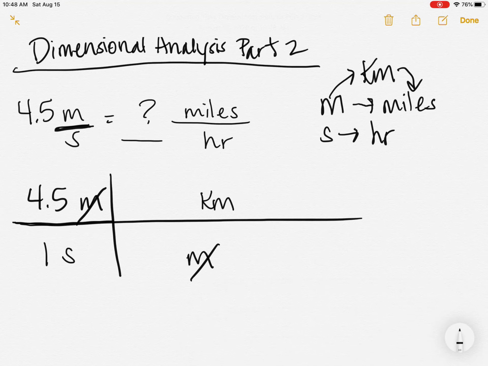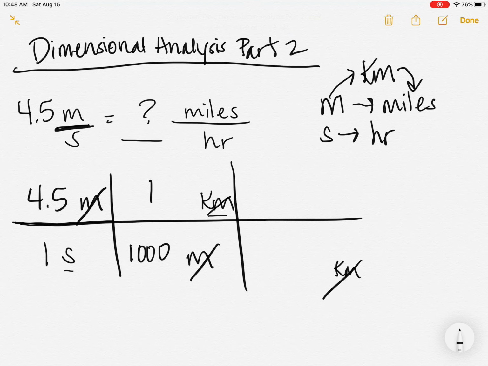I'm first going to go from meter to kilometer. I look at my sheet, and I learn that 1 kilometer has 1,000 meters. If I stopped right here, my unit for this problem would be in kilometers per second. That's not what I want, so of course I'm going to keep going.